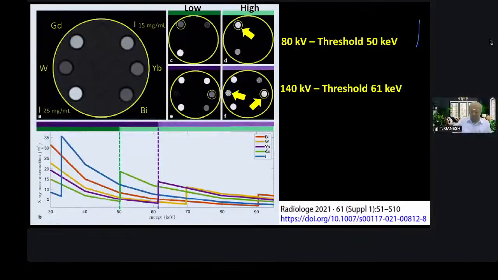Yttrium has its K-edge at 61 keV. And this is 70 keV, the tungsten. So this is tungsten, this is yttrium. Once you set the threshold at 61 keV, the yttrium and the tungsten become brighter.